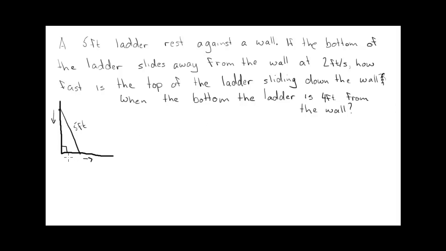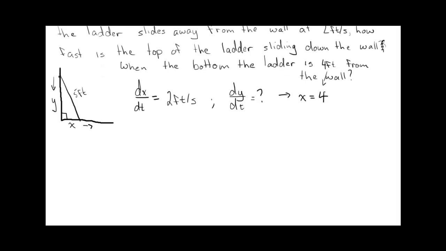So okay, let's give these variables. Let's let x be the distance from the bottom and y be the distance from the top. So what are we given? Well, we're given how fast x is changing, right? We know dx/dt is changing at a rate of 2 feet per second. What do we want to know? We want to know how fast dy/dt is changing, and we want to know it when x equals 4. So that's that information that I just gave you that I said you needed to know to solve the problem.